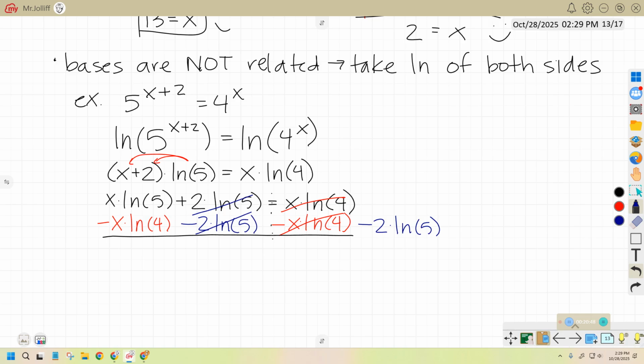Looks gross. Same step we've been using in the last 4 examples. X is in one direction, numbers in the other. All of those ln's are just numbers. So let's write out what's left. Over here, I've got x natural log of 5 minus x natural log of 4. On the other side, I have a negative 2 natural log of 5.